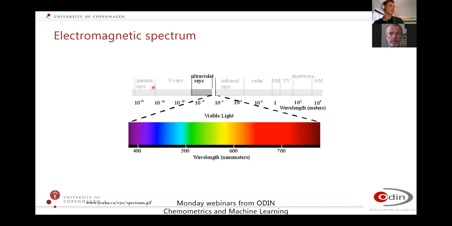First of all, I just want to introduce you to where we are on the electromagnetic spectrum when it comes to fluorescence. We are in between ultraviolet rays and visible light, and this is really the area where we normally talk about fluorescence. In principle, you could also go a bit into the infrared area, but normal instruments don't give any signal in this area at all.